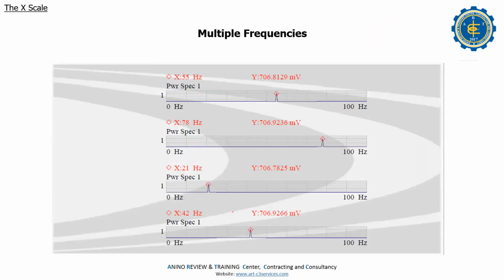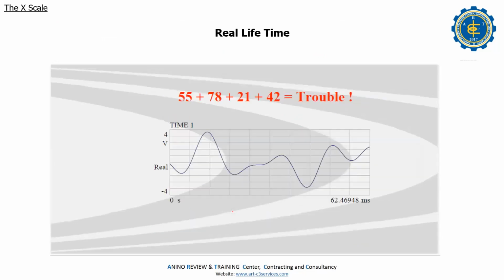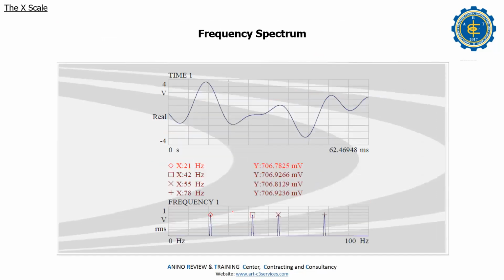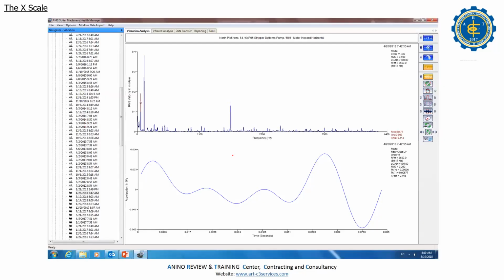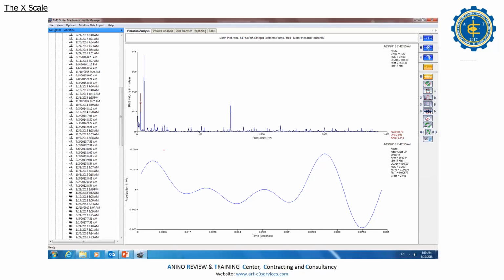So we have multiple frequencies, multiple sine waves. If you add these together, you can have this in actual. So this is the time waveform in actual, and this is the spectrum.